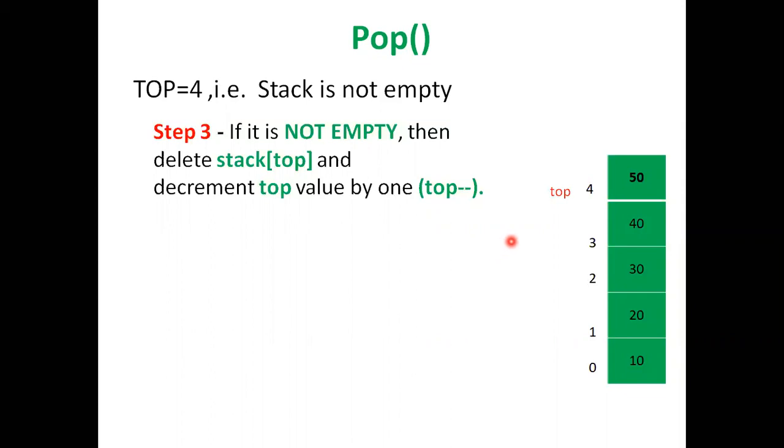After deleting the last inserted element, top goes to 3, which means decrement the top value by 1, that is top minus minus. So if you want to insert an element into the stack, increment the top value. If you want to delete an element from the stack, decrement the top value. So here we are seeing that a pop operation means decrementing the top value by 1. Now an example for the pop operation. Check whether top is equal to minus 1 or not.